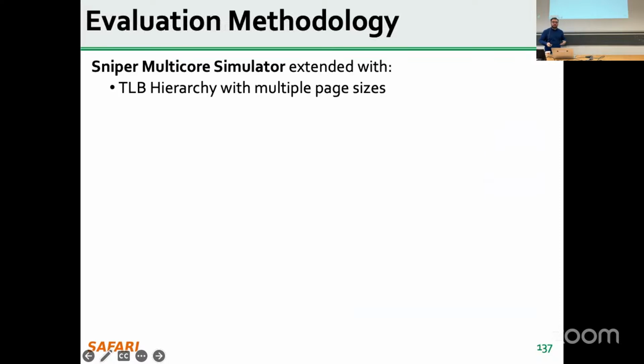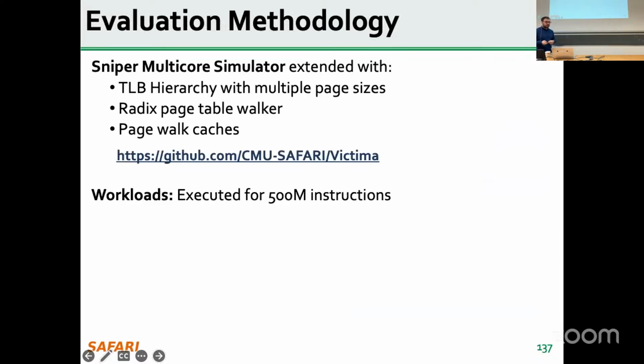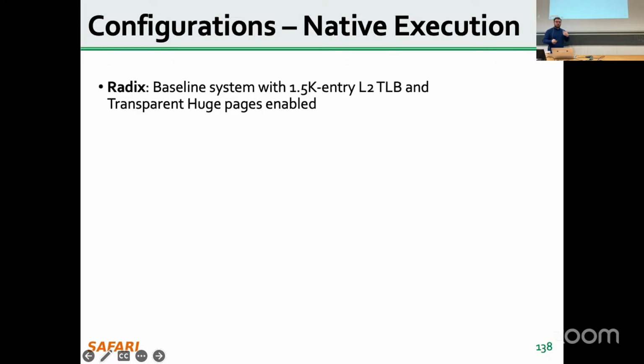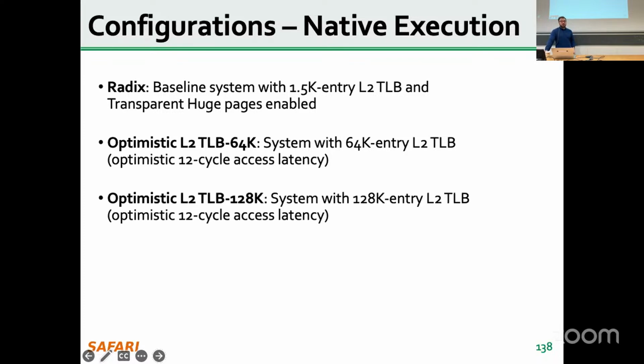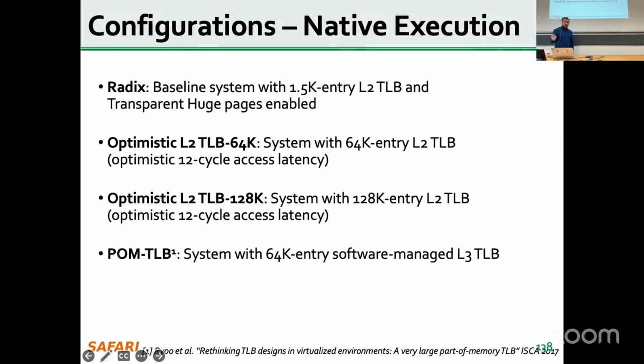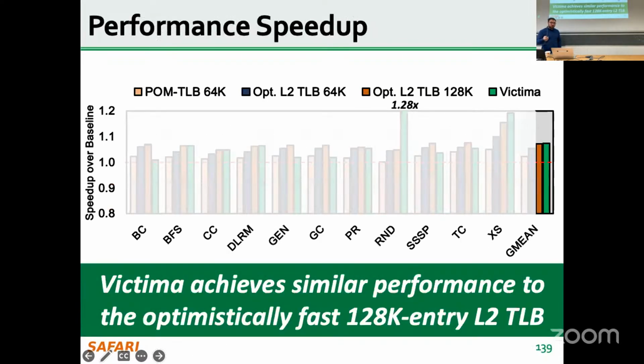These are the evaluation results. Again, we use the same evaluation infrastructure, same workloads, and we use these configurations: the radix page table with both 4 kilobyte and 2 megabyte pages, an optimistic L2 TLB with 64 kilo entries, an optimistic L2 TLB with 128 kilo entries, the state-of-the-art software managed L3 TLB, and Victima. And we found out that Victima achieves similar performance to the optimistically fast 128K L2 TLB, which is the most significant result in the paper.